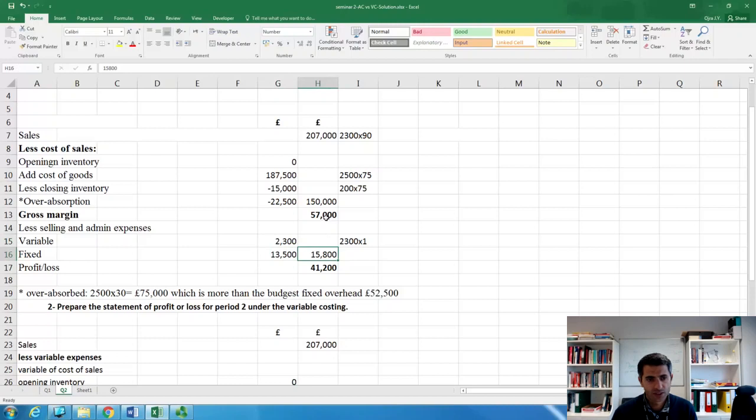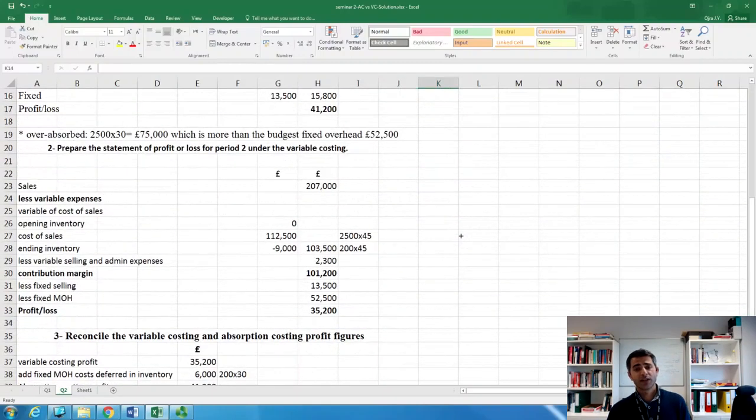So that would be taken from the gross margin. You take away the 15,800, and that comes to 41,200 pound, which is the profit for the year under absorption. Now the profit for the year under variable is the same way, but remember, no over or under absorb. And you need to calculate the product cost per unit, which I did, and it is 45 pound per unit.